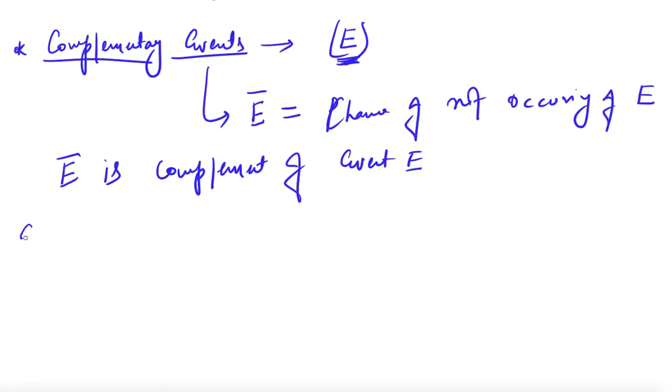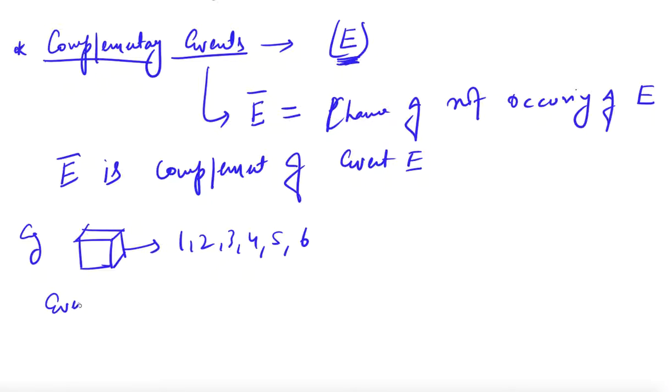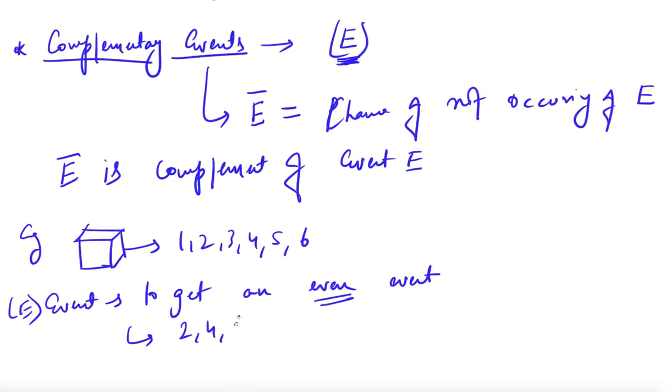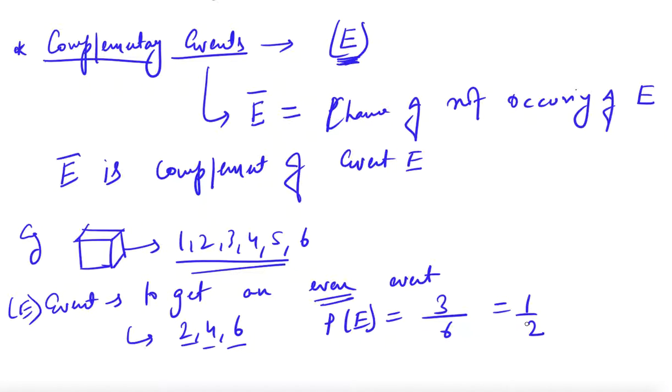This will be clear when I take an example. Say you are throwing a dice. Possible outcomes are 1, 2, 3, 4, 5, and 6. Now my event is to get an even number. Let me call this event E. What are my favorable outcomes? 2, 4, and 6, right? So what is the probability of getting the event E? 3 by 6, because total possible outcomes are 6. So it became 3 by 6, which is equal to 1 by 2.